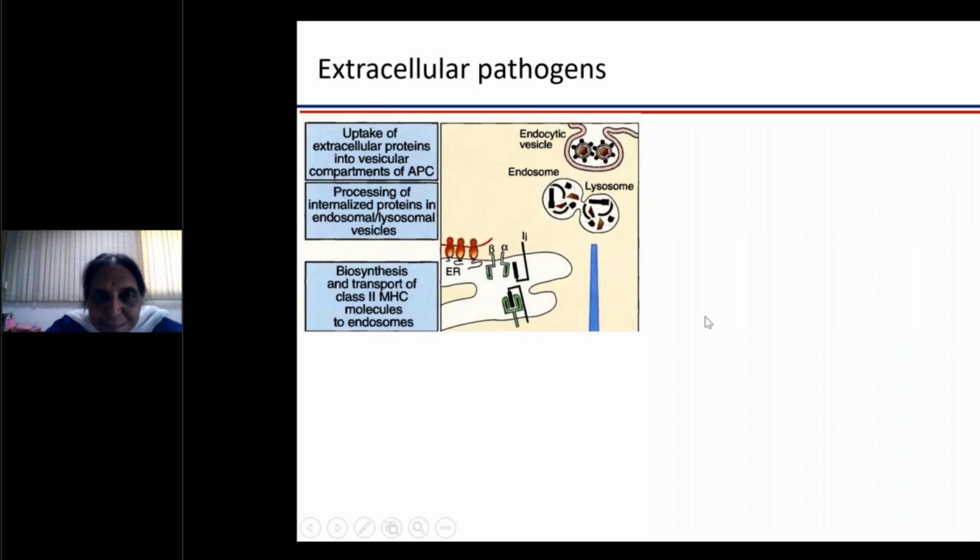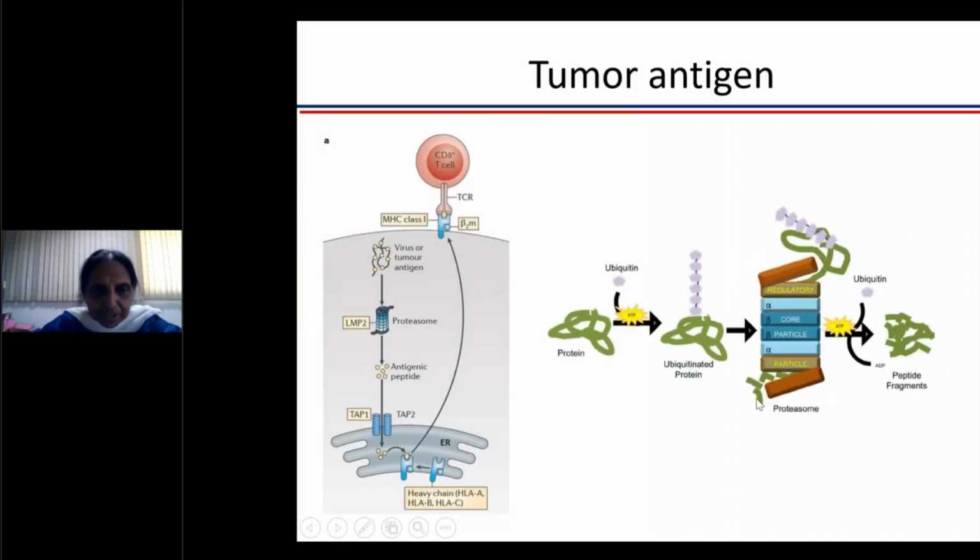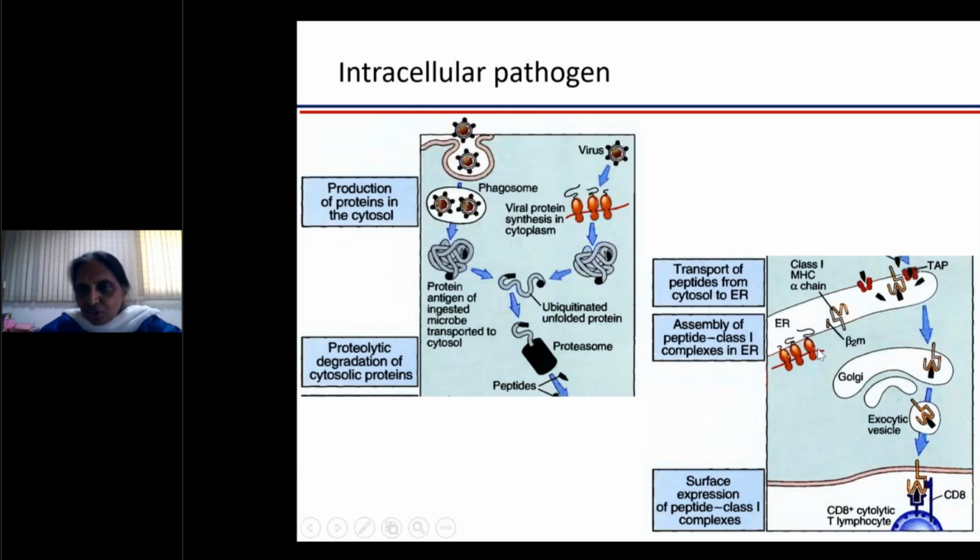Yes? Can you please repeat this again? Sure. Let's go back to the previous diagram. Here you saw that the peptides were coming in from the cytosol into the endoplasmic reticulum, and they were binding to the MHC class 1. We are saying the same place MHC class 2 is also getting synthesized. So why do these peptides not bind to MHC class 2?